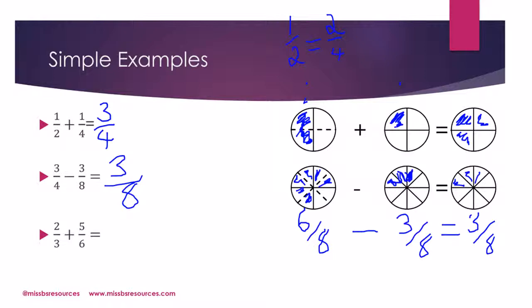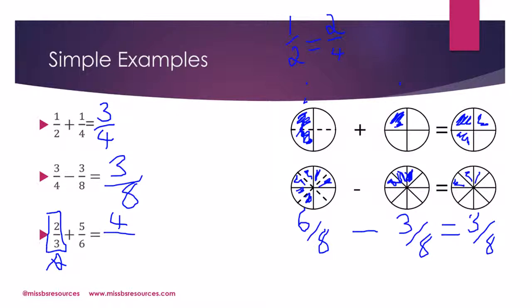Finally, we're going to look at the last question without using diagrams. We've got 2/3 add on 5/6. Now, 3 and 6 are both in the 6 times table. So what I'm going to try and do is get this first fraction to have a denominator of 6. Now 3 goes into 6 twice, so I'm going to double this fraction. I'm going to times it by 2. So 2 times 2 is 4, and 3 times 2 is 6.